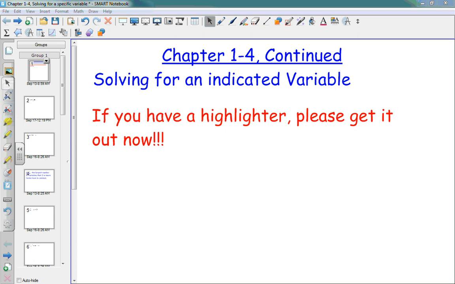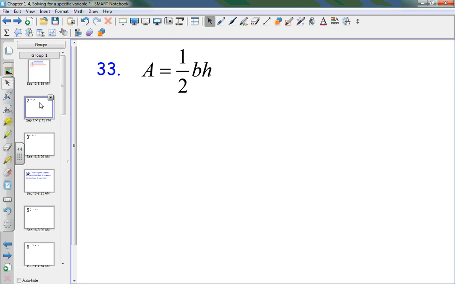So here we go. Now, if I give you something like this, the first thing I'm going to ask you to do is to go ahead and solve this for a specified variable. Now, I took these problems directly out of your textbook. And again, this is from section 1-4. And if you have your book open to page 31, this is problem 33. This is the solve for h.